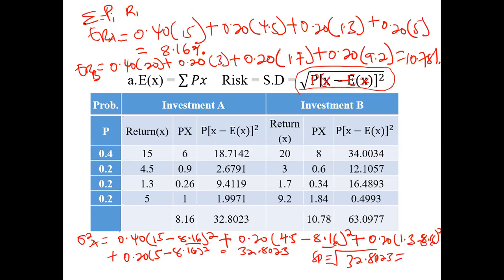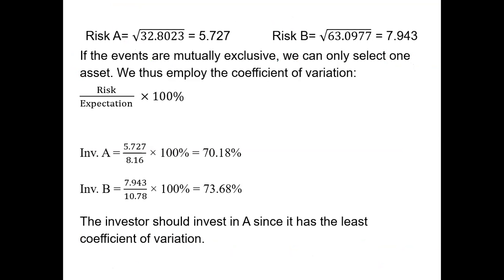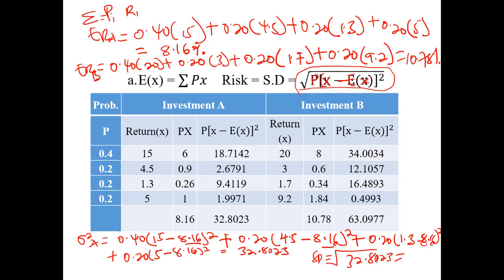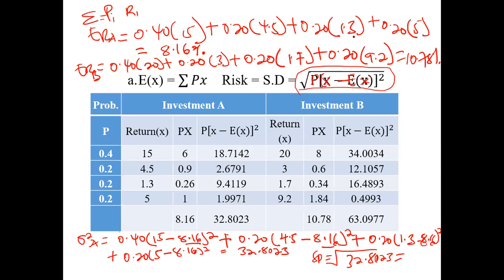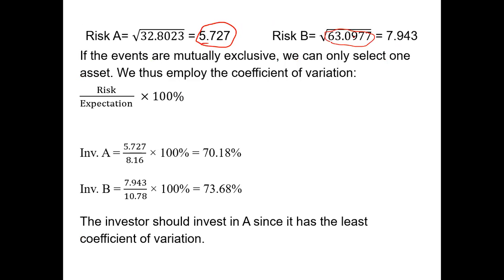So you can either do this horizontal approach, like what I've done here, or you can do the tabular form, which is here. It's essentially the same thing. You should get the same answer. All right, so we have the risk. So here, going back, you should get the square root of 32.8023 is 5.727. And if you do that for asset B, you get the variance to be 63.0977. When you find the square root, you are going to get a standard deviation of 7.943. So that is how we compute expected risk and return using probabilities.